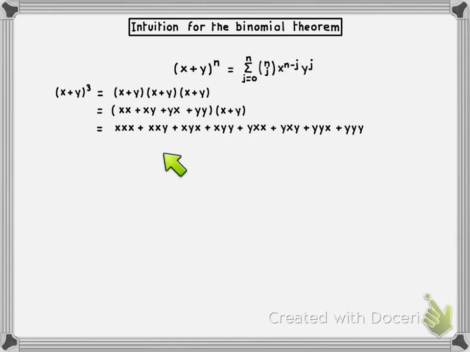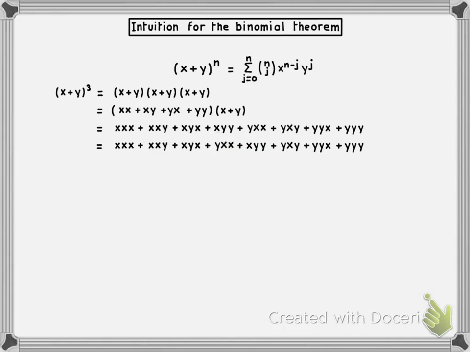Notice some of the terms contain no y's, like this one. Some of them contain one y, like this one and that one. Some of them contain two y's, like this one and this one. And this one at the end contains 3 y's. So I'm going to reorder these terms to group together the terms that have the same number of y's in them. Basically I moved this term here over here. That's really the only change I made in the order.